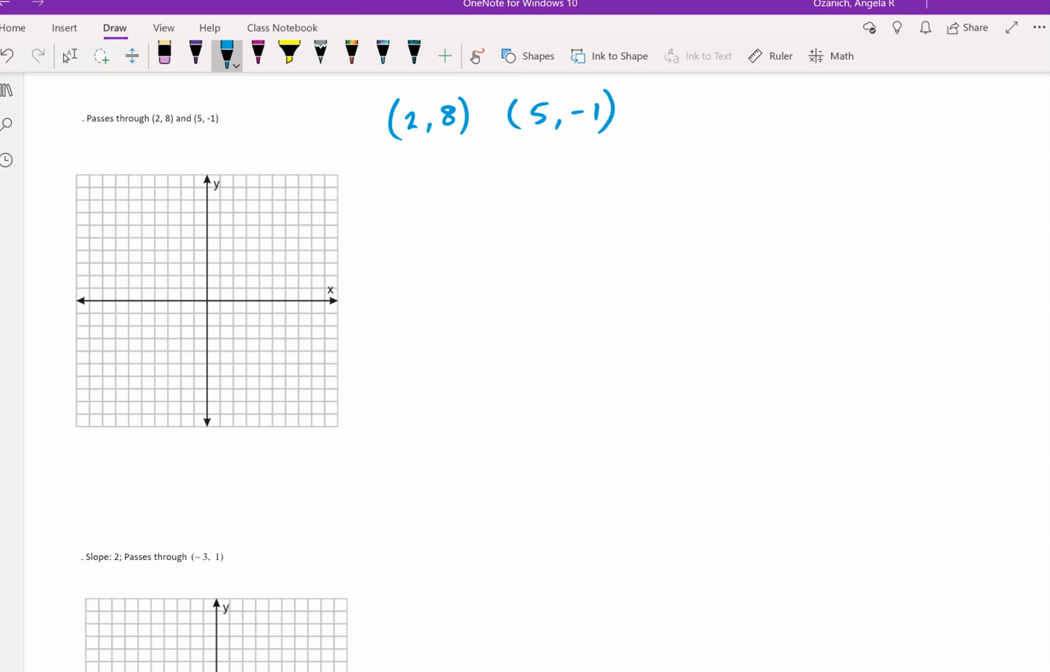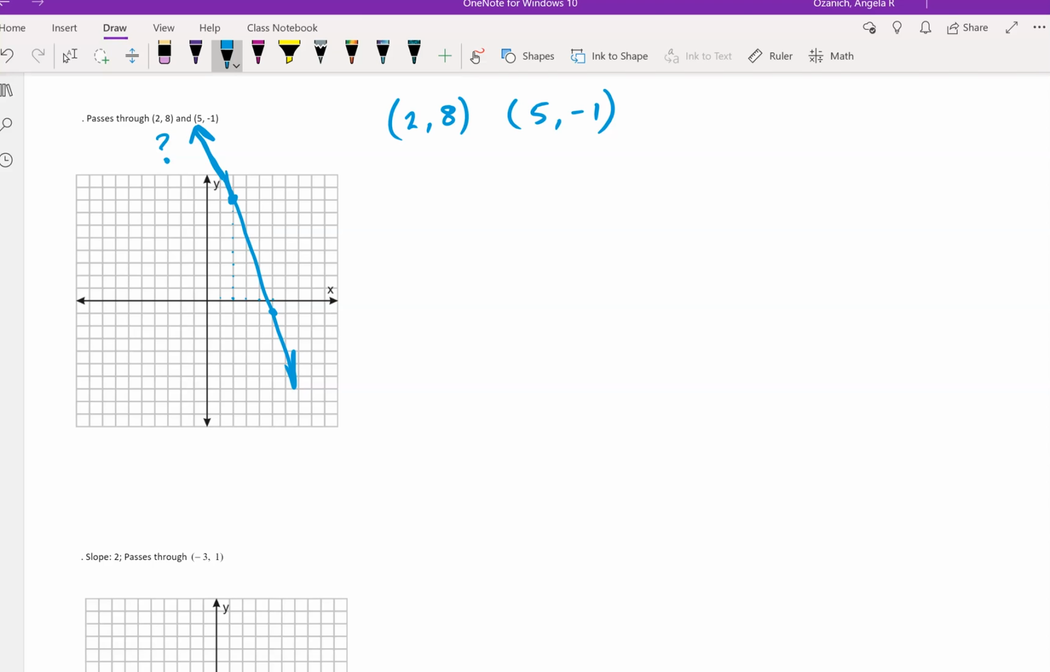Gosh, let's just plot them and see if we can't figure out what the equation is just from our graph. Let's try it. 2, 1, 2, 3, 4, 5, 6, 7, 8. 2, 8. And 5, 1, 2, 3, 4, 5, negative 1. All right, so this is going to kind of shoot up and off of our, oh, there it goes. It's going right off our grid. It's going to be hard to tell what the y-intercept is up here, but that's okay.